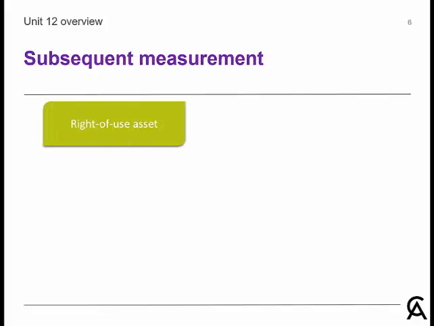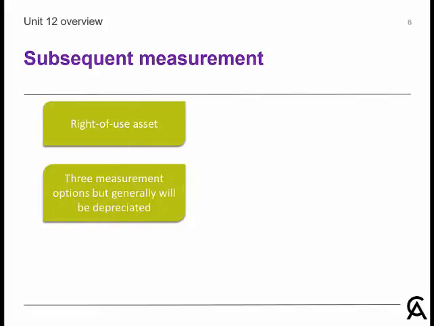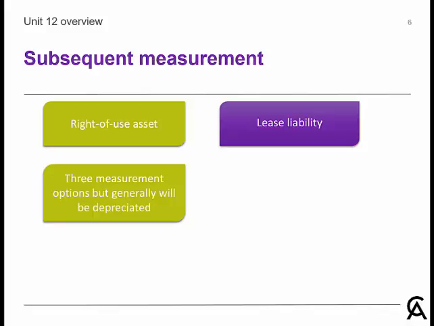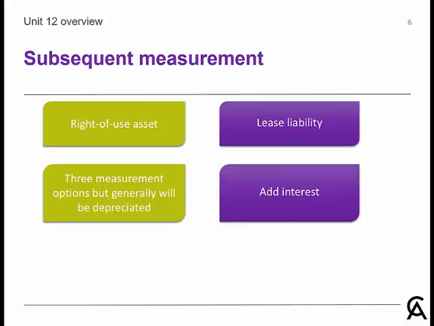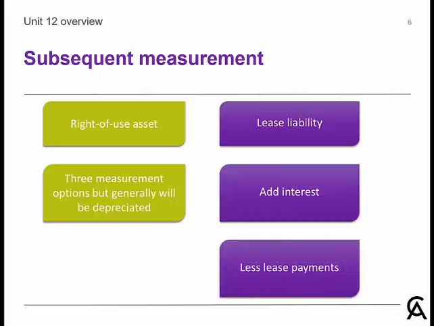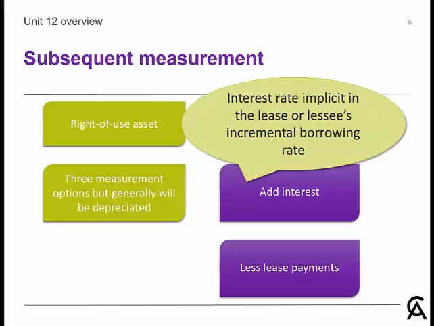Subsequently, what we do with the right of use asset, as you might expect, is we're going to have to remeasure, and usually that will involve depreciation. So this links back to what you did in Unit 7. Also, with the lease liability, we need to adjust that subsequent to the initial recognition. We're going to add interest on and subtract the lease payments. And the interest is calculated using the interest rate implicit in the lease, or if that's not known, the lessee's incremental borrowing rate. So this is very similar to the amortised cost calculations that you did in Unit 9 on financial instruments.